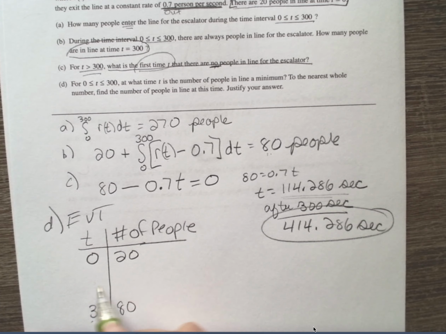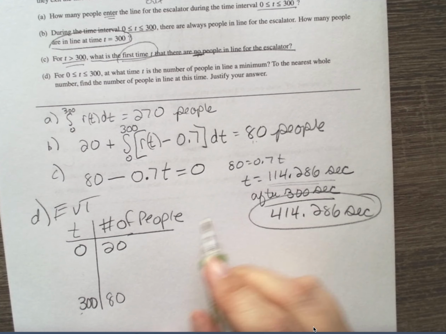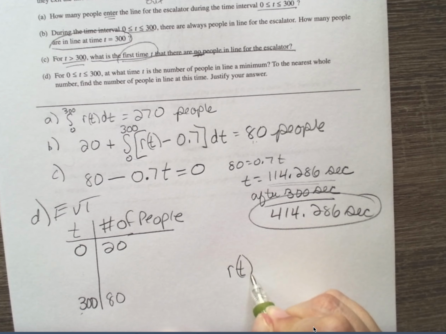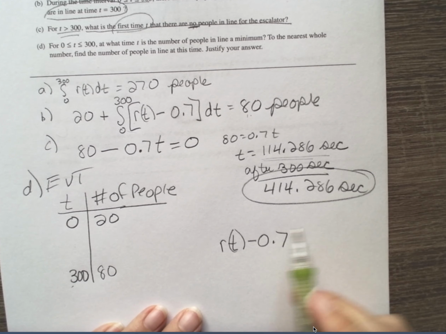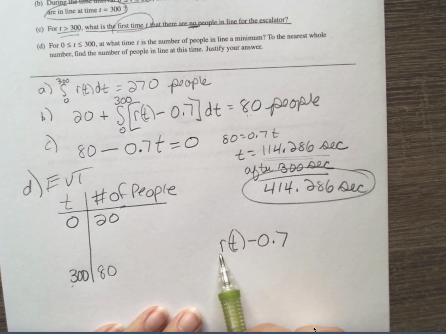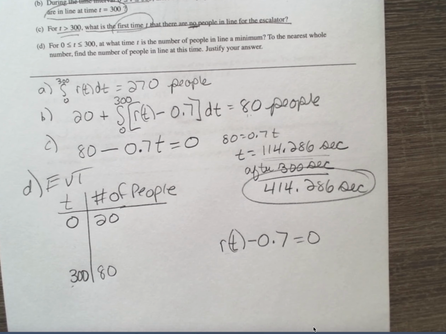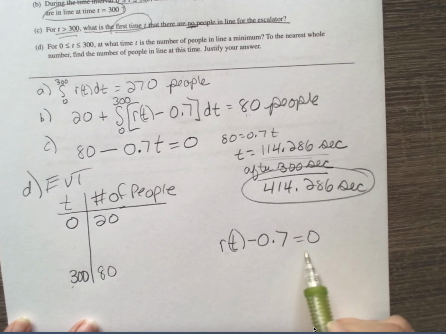Now this would be a critical number. Now remember, the rate that the line is changing is r of t minus 0.7. That's the rate that the number of people in line is changing. You need to figure out where that is equal to 0. That's going to be a critical number. In other words, you're kind of looking for the tipping point. At what time do you have the number of people getting in line and the number of people getting out of line equal? When is that going to have to equal 0?